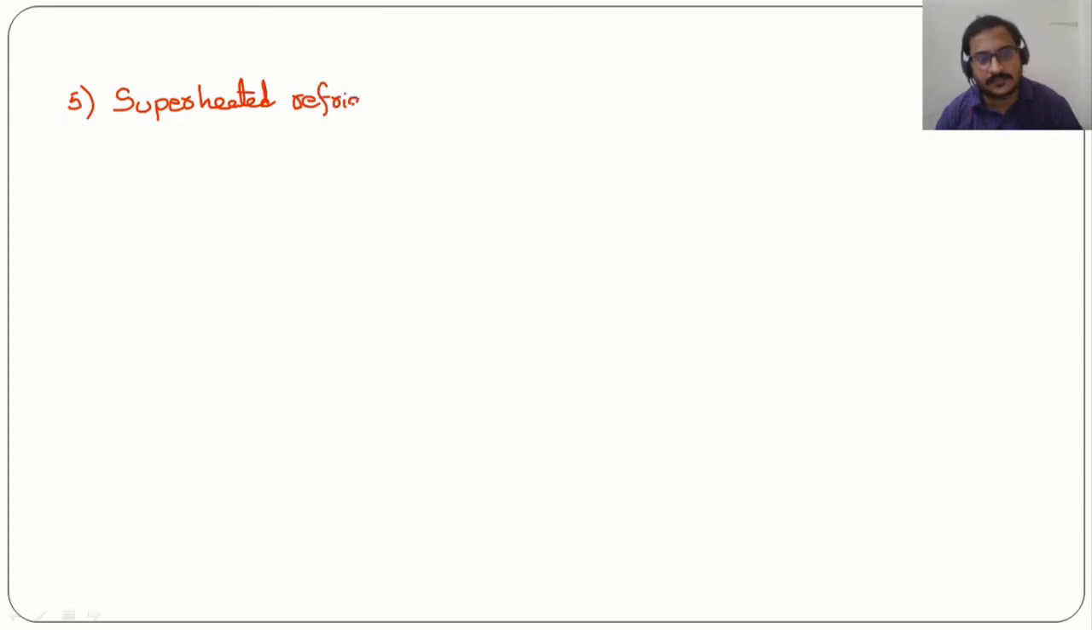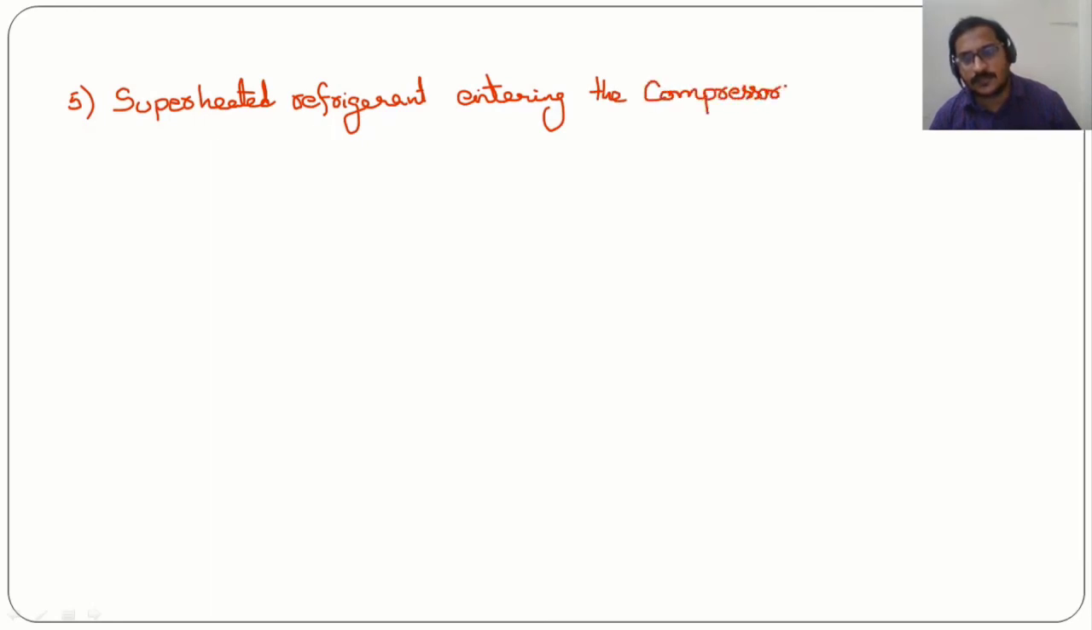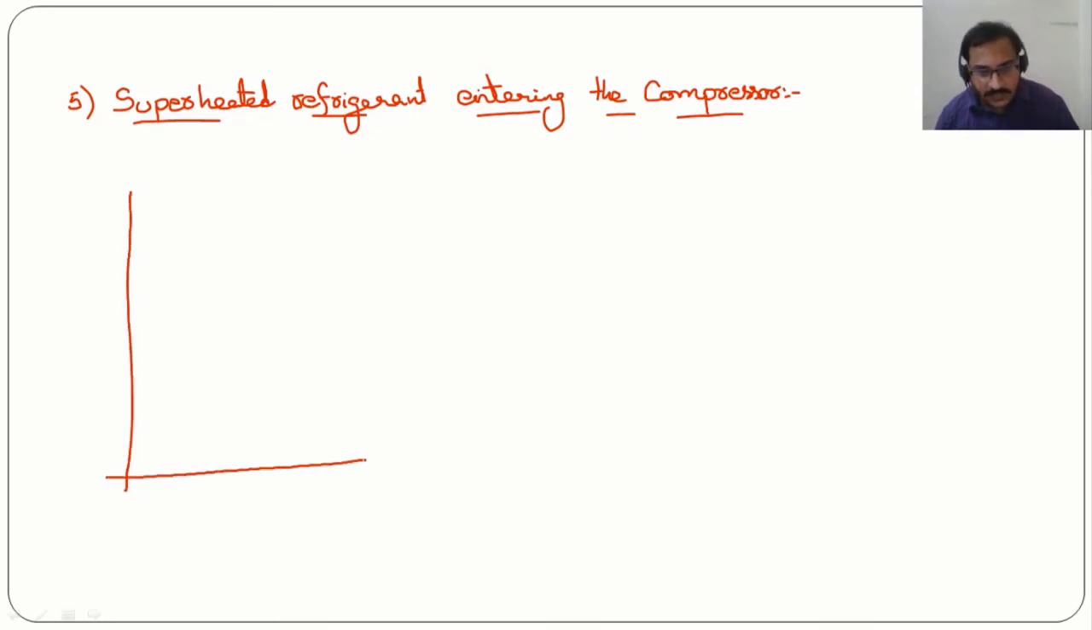Now let us go to the next case. In this case we are considering superheated refrigerant entering the compressor. So if we consider superheated refrigerant entering the compressor, let us consider the pH and TS diagrams here.